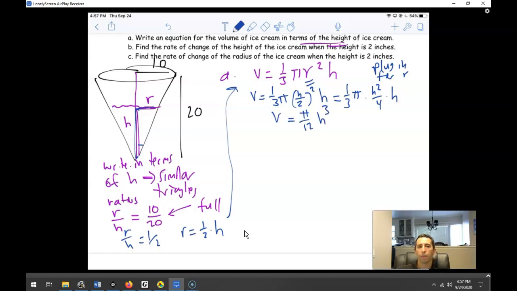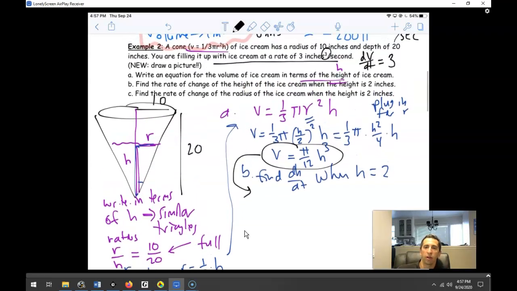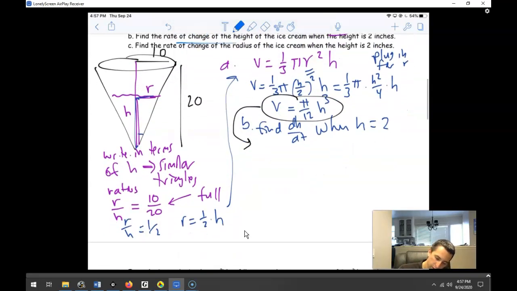So that's part A. Now part B asks me for the rate of change of the height when the height is 2. So part B says find dh dt when h equals 2. Now, I have this equation right here that's just in terms of one variable. So I'm going to use the equation from part A and take the derivative of that. And they told me my dv dt, that's going to allow me to find dh dt, because that's what the problem's asking me for. Okay, so let's go ahead and do that.